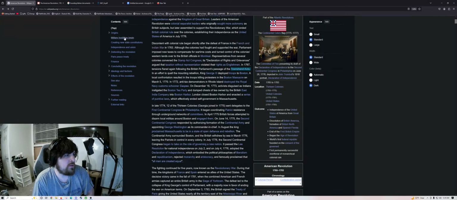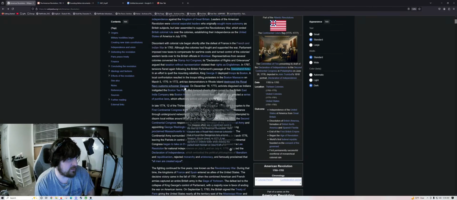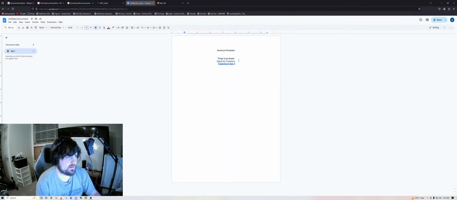In an effort to quell the mounting rebellion, King George III deployed troops to Boston. A local confrontation resulted in the troops killing protesters in the Boston Massacre, March 5th, 1770. In 1772, anti-tax demonstrations in Rhode Island destroyed the Royal Navy's customs schooner, the Gaspee. I wonder if that's right. Gaspee. The Gaspee Affair. That's another one.